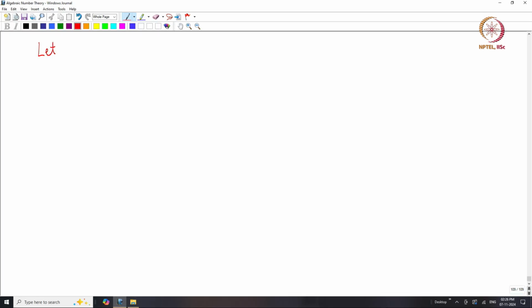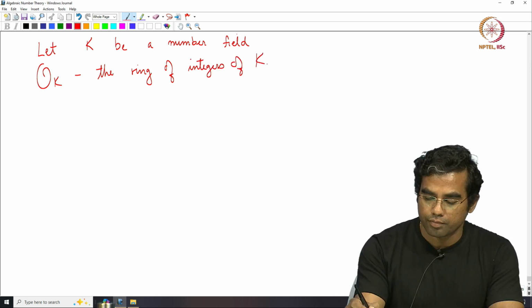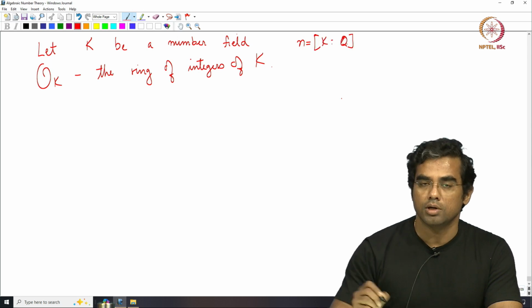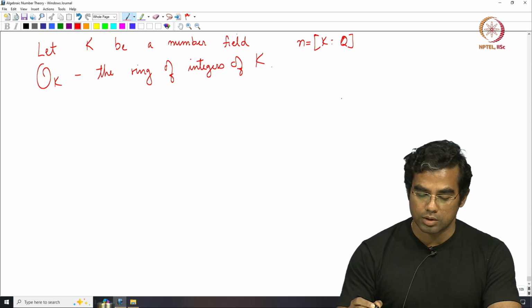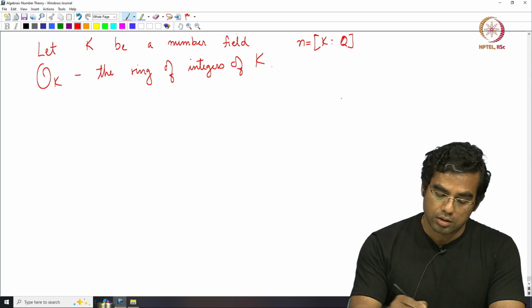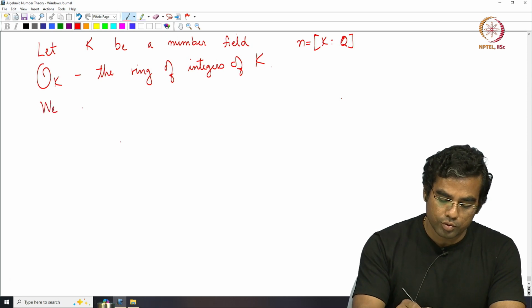So, let K be a number field, and by OK we denote the ring of integers of K. Okay, and we denote by n the degree of K over Q. This will more or less be fixed throughout this talk, and we proved earlier.